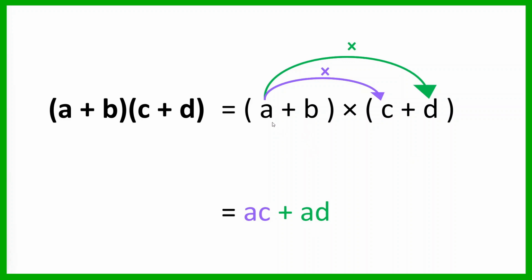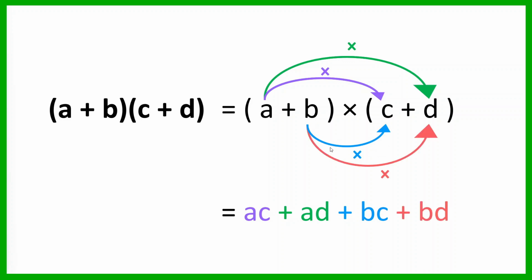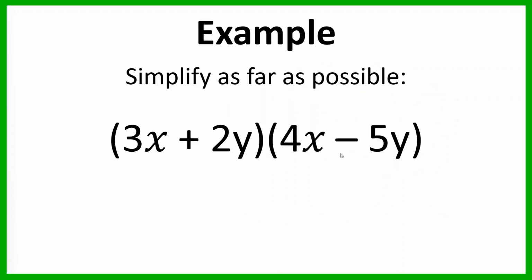Then I'm going to go on to the next term in my first set of brackets, and do the exact same thing with it. I'm going to multiply it by the first term in the second set, and that gives me plus BC. Then I multiply it by the second term in the second set of brackets, and that gives me plus BD. So we take each term in the first set, and we multiply it by each term in the second set. Okay, so let's have a look at our first example for today.